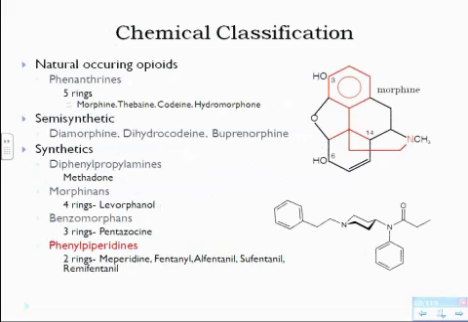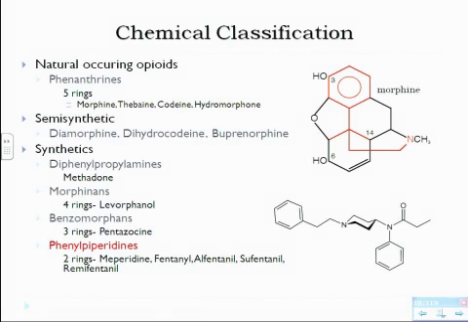Now, chemical classifications can also be used, and this is what I like to use. I think it makes more sense to me. You have your naturally occurring opiates, and then you have your synthetics and your semi-synthetics. Of the naturally occurring opiates, the number one class family is what's called the phenanthrenes. Phenanthrenes are what morphine is. Okay? It's also what thebaine is, what codeine is, and hydromorphone. Hydromorphone is Dilaudid. Okay? So those are the major players of naturally occurring opiates.